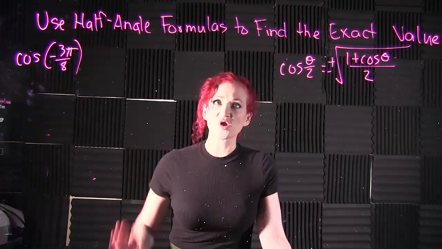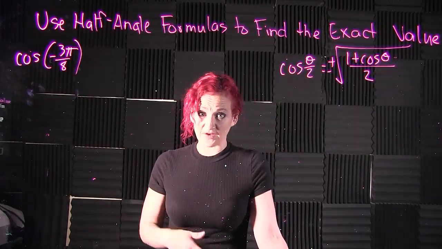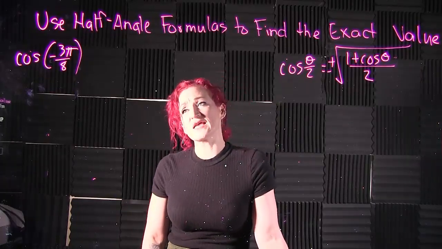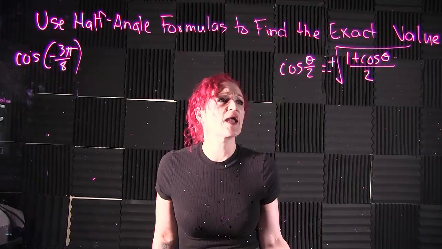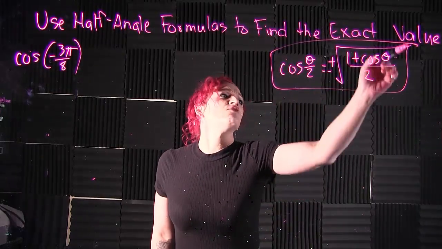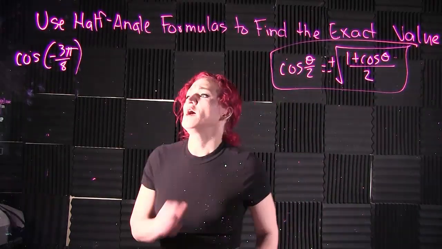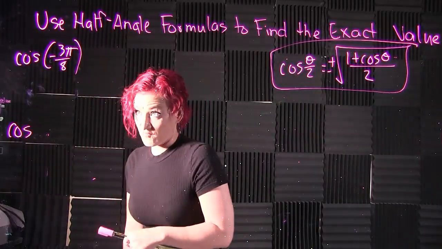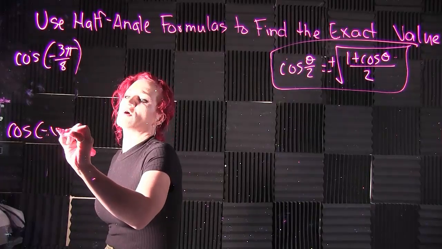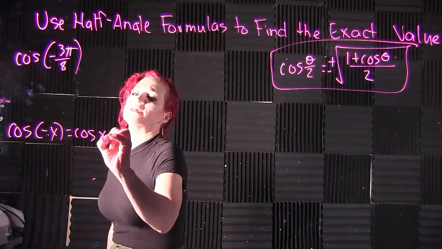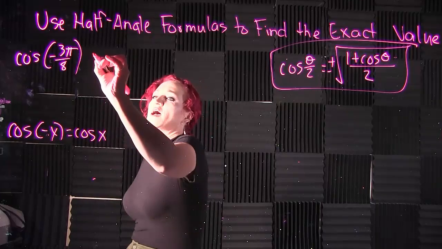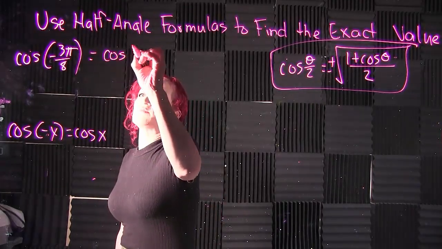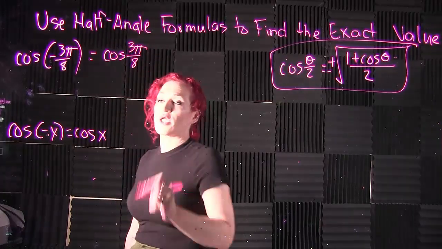For this next problem, we are going to focus on how we use the half angle formula for cosine in order to find the exact value of the given expression. We are given cosine of negative 3 pi over 8, and we're going to use the half angle formula for cosine. First, one of our rules for cosine says that cosine of negative x is just equal to cosine of x. So cosine of negative 3 pi over 8 is the same thing as cosine of 3 pi over 8.